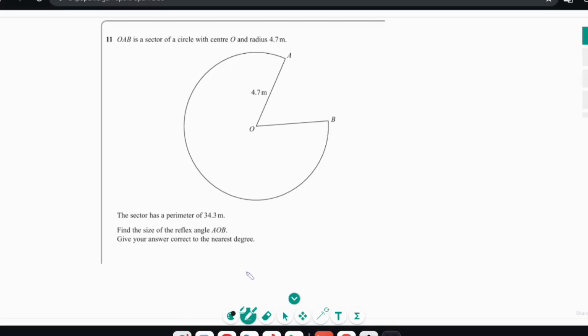OAB is a sector of a circle with centre O, radius 4.7. The sector has a perimeter of 34.3. So this is the perimeter of the sector. We know OB is also a radius, so it's 4.7. So A to B is the arc length.